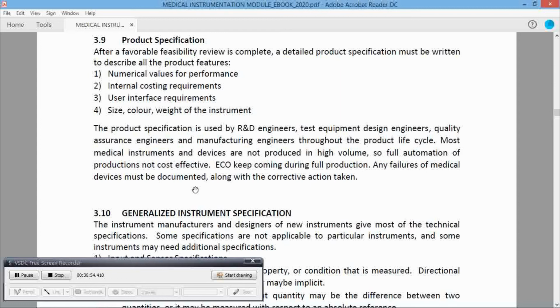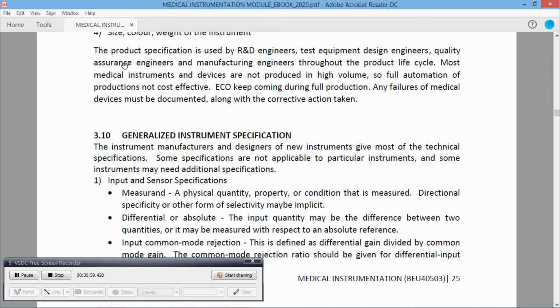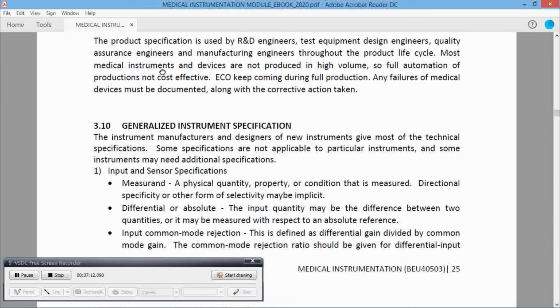So siapa yang guna product specification ni? Product specification used by R&D engineers, test equipment, design engineers, quality assurance engineers, manufacturing engineers throughout the product life cycle. Maknanya sampai bila-bila. Alat medical ni, it's not produced in high volume because full automation of production not cost effective. Jadi kemungkinan dia mengikut demand. Kalau banyak yang diperlukan, barulah boleh gunakan full automation.